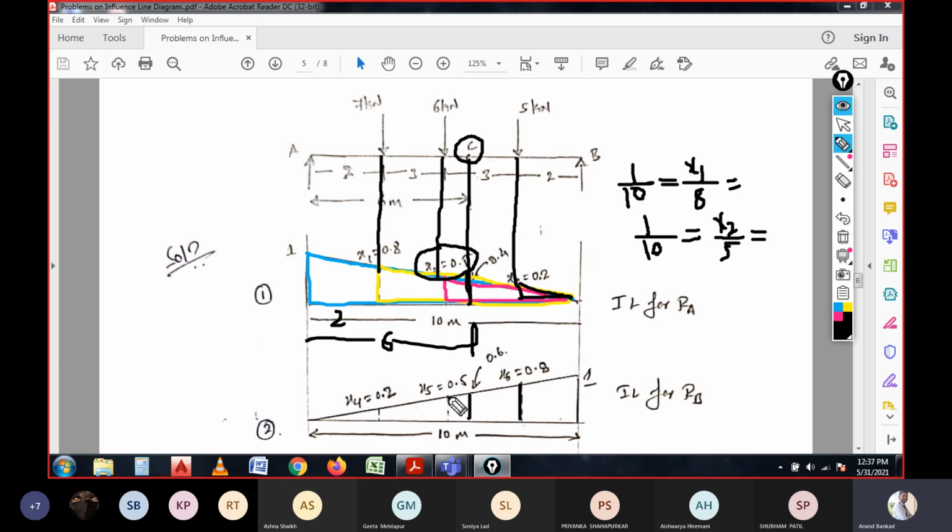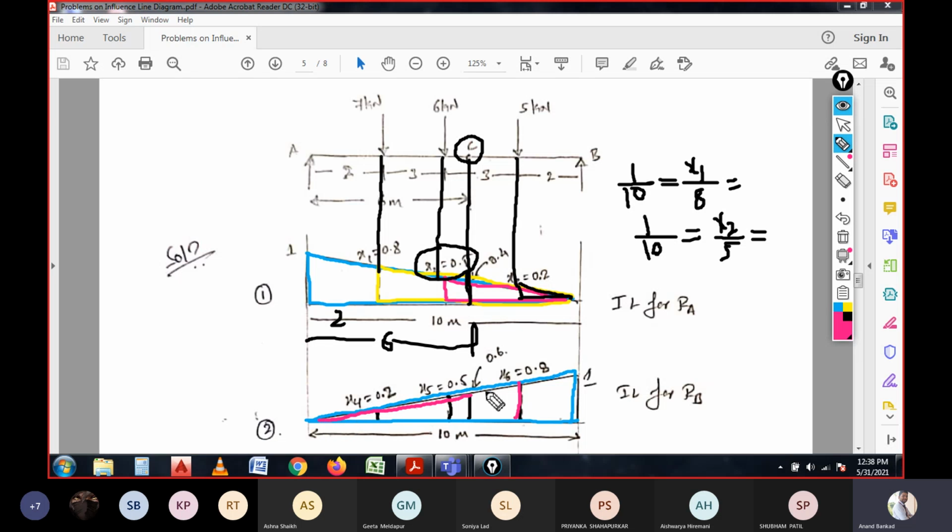This is the section C, and this is the point load which is 6 kilonewton, and this is the point load which is 7 kilonewton. For these, the coefficient values are necessary. So again, I would like to have a similar triangle for this. So for this triangle, what it is showing with the blue color, it has the vertex height of 1 and the length of 10. It is known. And for this, we need the coefficient value for this section or this triangle.